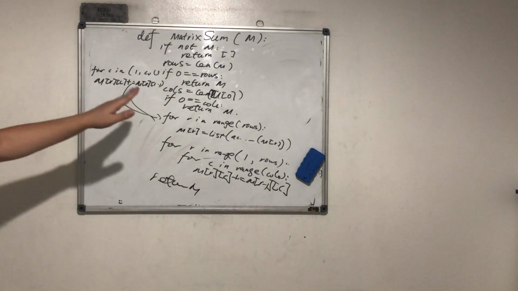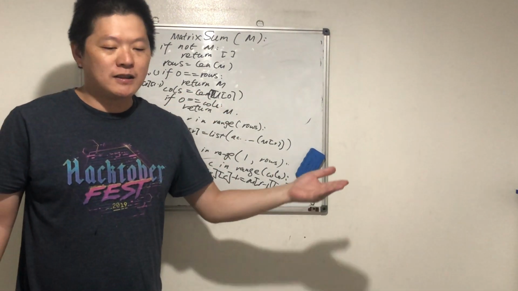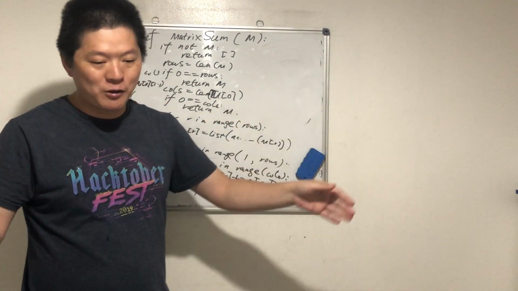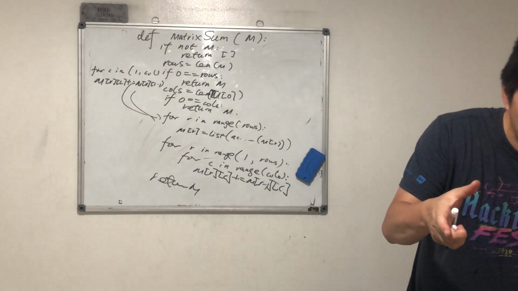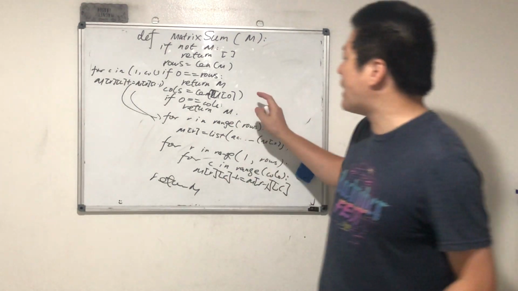Okay, so let's see. Why do we need this matrix? Remember, what's the advantage of using this prefix sum for the 1D? We want to calculate the sum between any range in one constant time, right? For the matrix, it's the same thing.